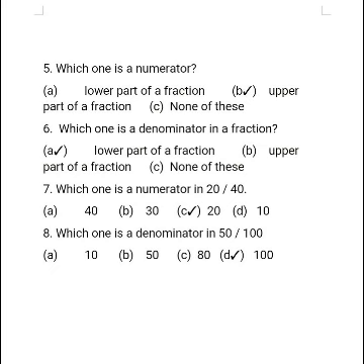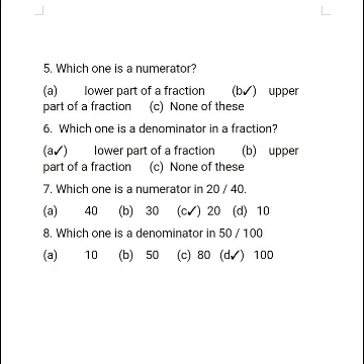7. Which one is a numerator in 20 by 40? A, 40; B, 30; C, 20; D, 10. A is wrong because it is the denominator in this given fraction. B is wrong. This is not a given number here. C is correct, which is our numerator and also the upper part of this fraction. D is wrong, which is 10.